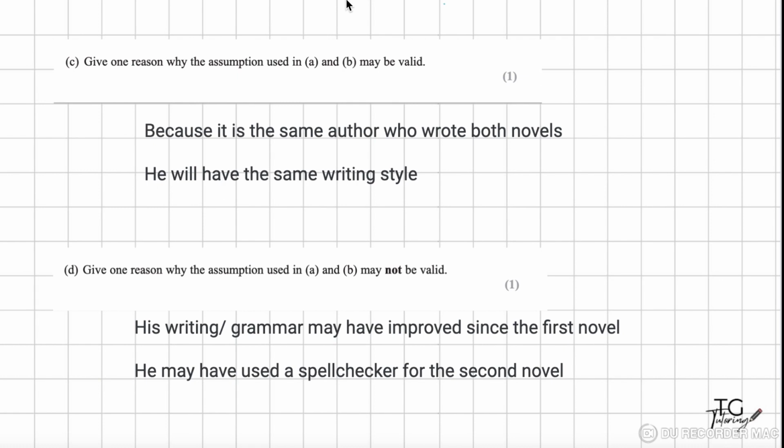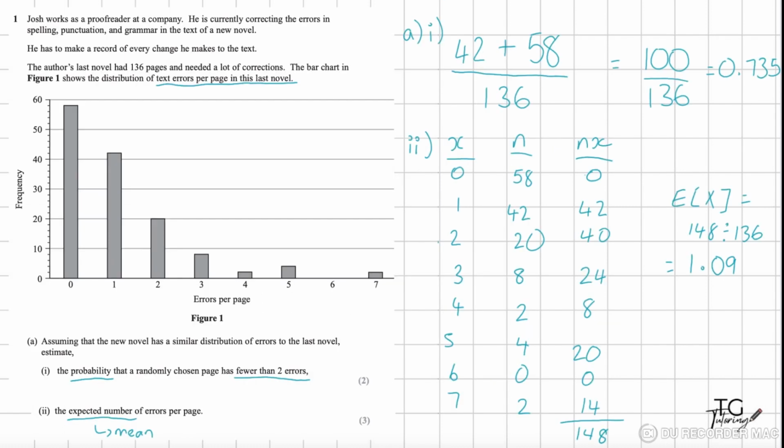So that is all 4 parts of that question. In total, we have 8 marks. So that's 8 marks for question 1, and that is being able to find the expected value, find probabilities from a discrete distribution, and also to make those inferences, which we're expected to do in every question.